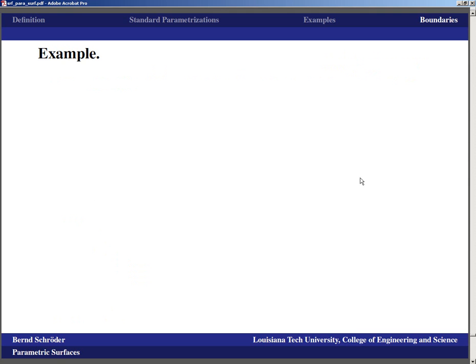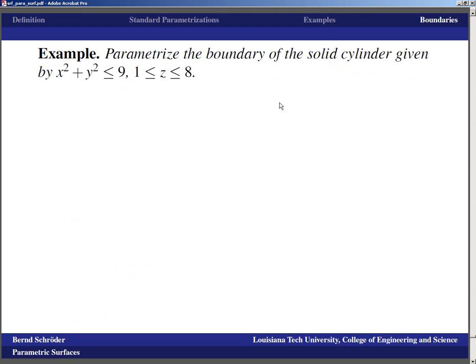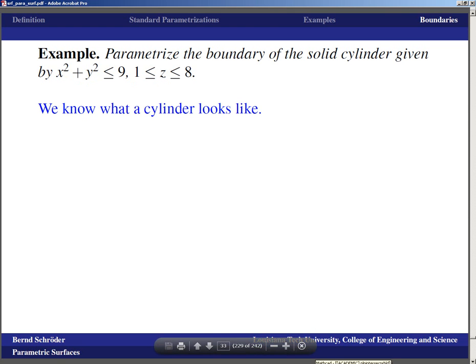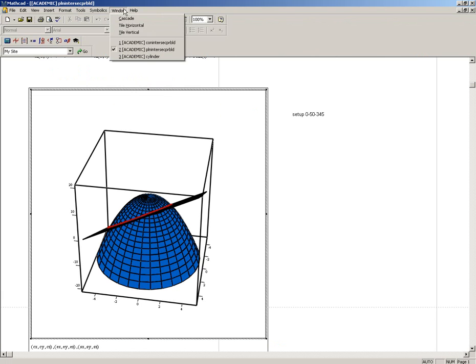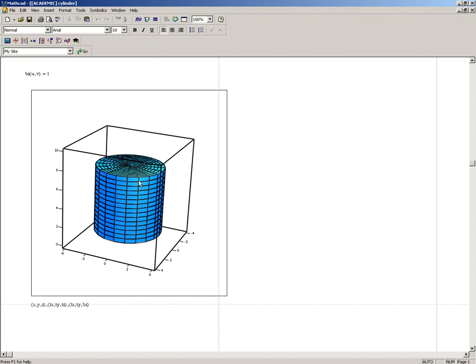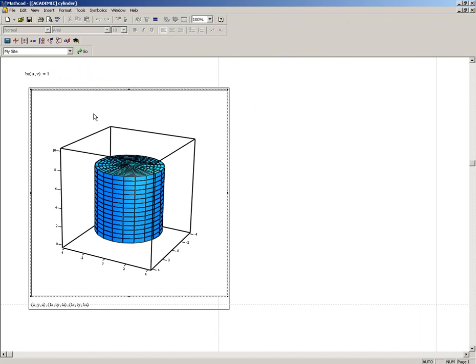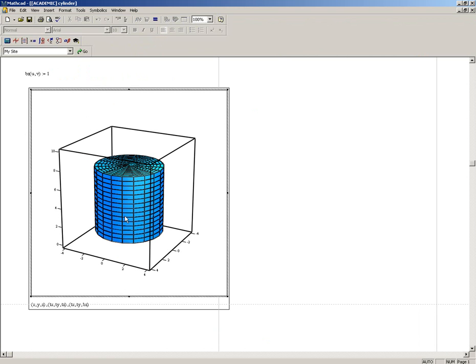Okay, finally, or close to finally, I think, we want to parameterize the boundary of the solid cylinder that is given by x squared plus y squared less than or equal to 9, and 1 less than or equal to z, less than or equal to 8. Well, we know what a cylinder looks like, right? And that is that a cylinder looks like this. However, if we want to be completely honest with ourselves, if we want to look at the whole solid cylinder, the parametrizations that we have discussed is just a parametrization of the walls.